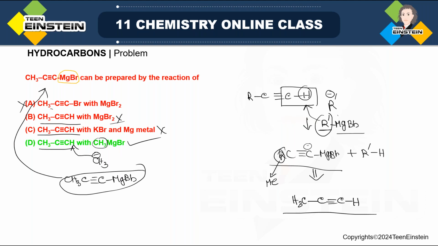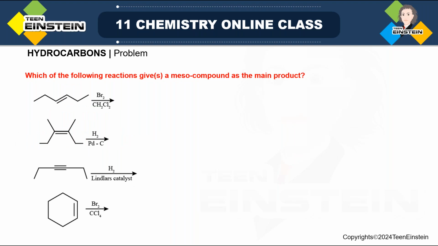We'll go to the next question. Which of the following reactions give, it may be one reaction, it may be more than one reaction, but what will it give? It will give meso compound as the main product. Now meso compound means what? There is internal plane of symmetry, or you can call sigma plane.